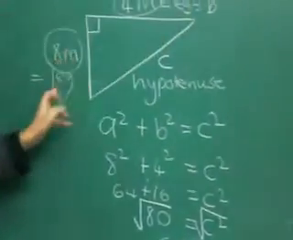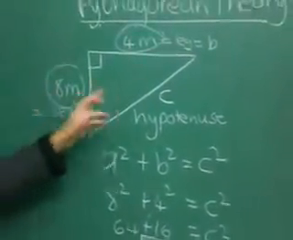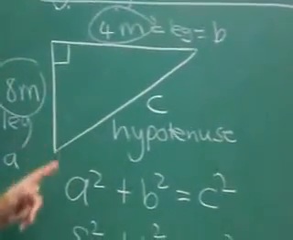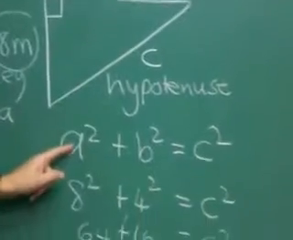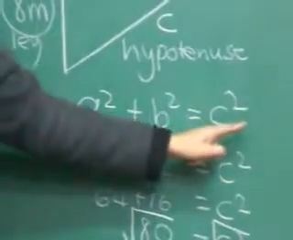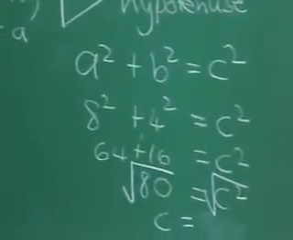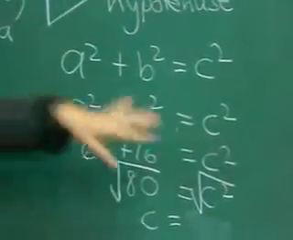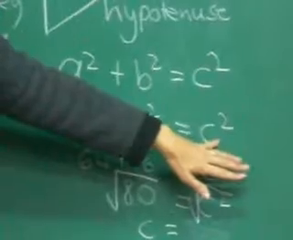Now, if you swap B and A around, that really doesn't matter. But you must remember that this side is C. Otherwise, you'll get confused. So he said that A squared plus B squared gives us C squared. So if we have A and B, we can just plug in and we can say 8 squared plus 4 squared gives us C squared.